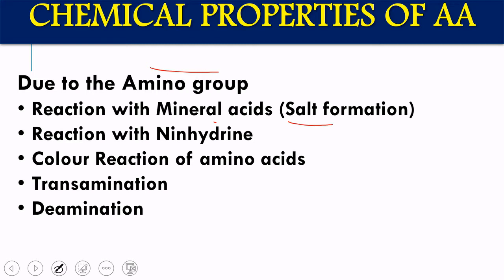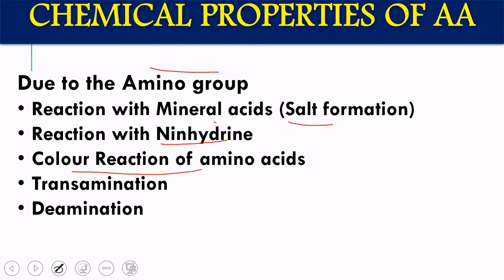Then it also reacts with ninhydrin. Ninhydrin is a chemical which is the characteristic test of all the alpha amino acids. We will talk about that also. A number of amino acids have a special chemical reaction because of their R groups. That is the color reaction. Those color reactions are normally used for the identification of amino acids.